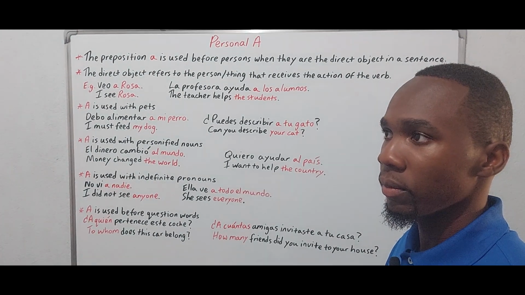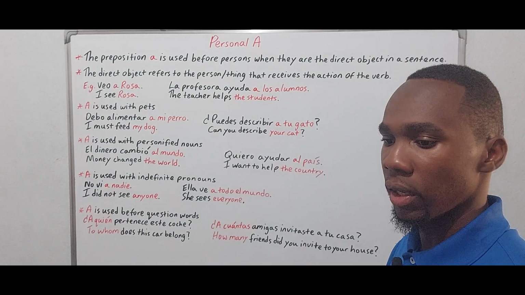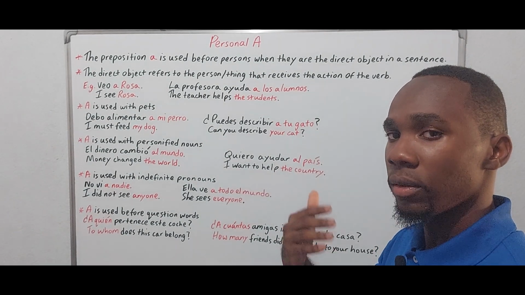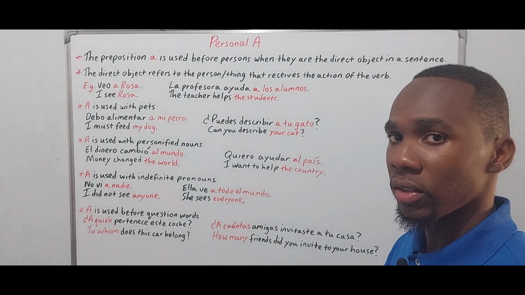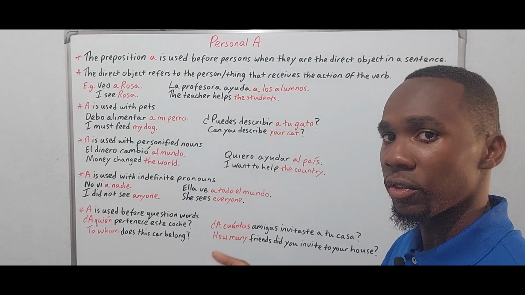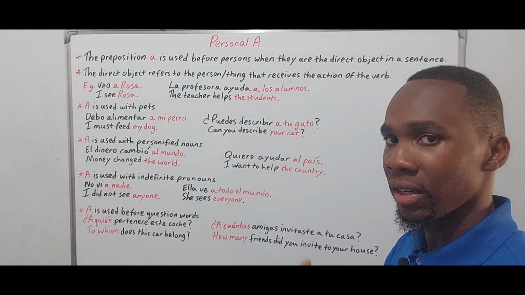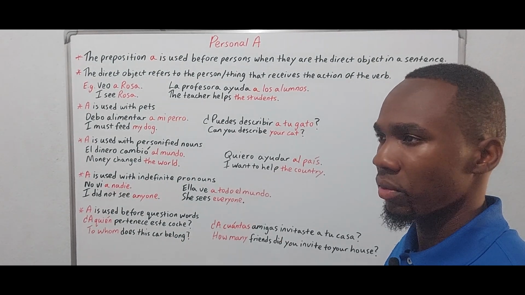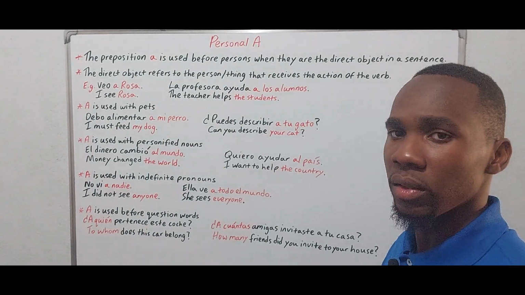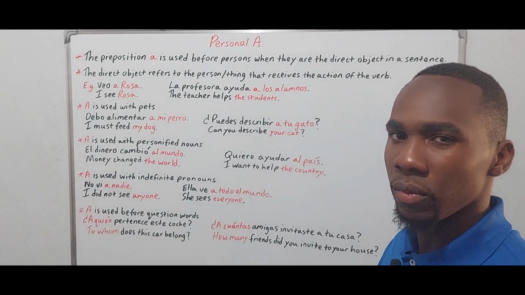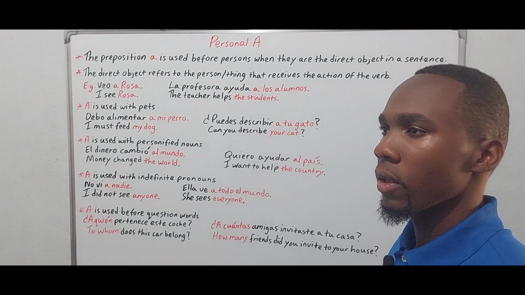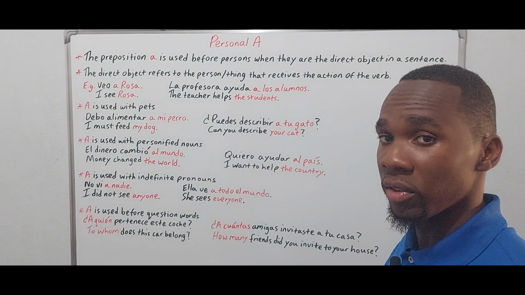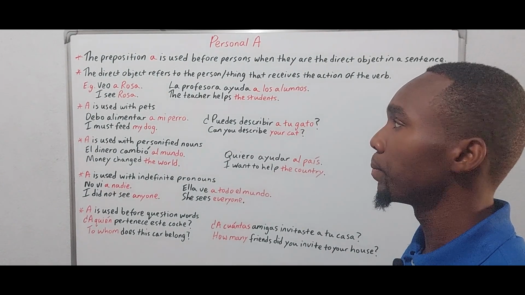So a introduces, let me let that truck pass. Right. A introduces the specific person, right? Le would refer to a mi madre, but a introduces the specific person, right? So those are two of the uses. Well, there are more, but this is just general. Those are some of the uses of the preposition a, right?